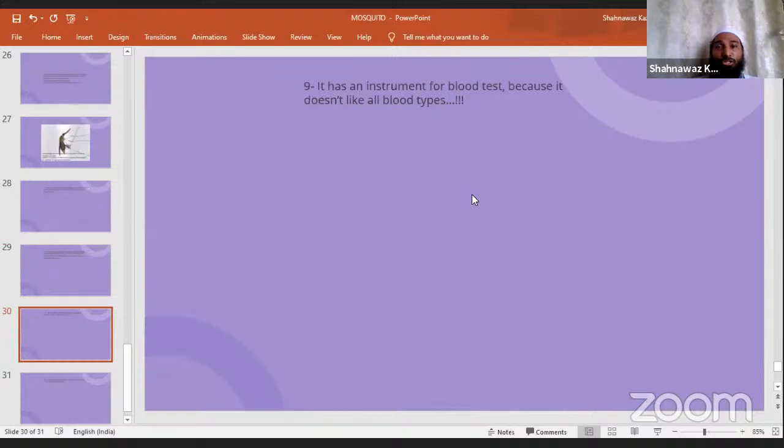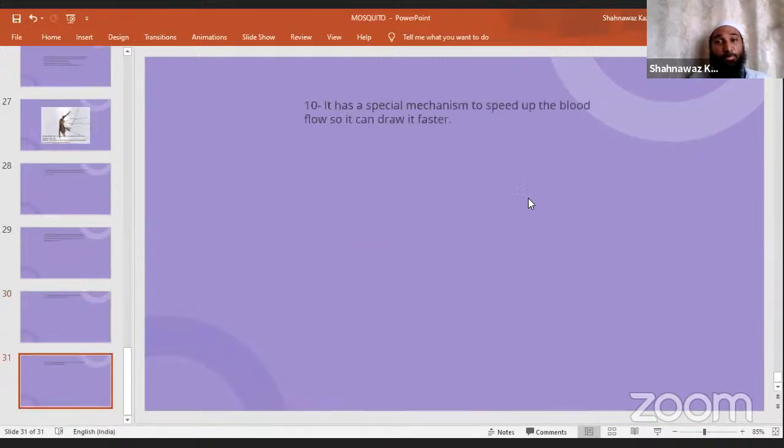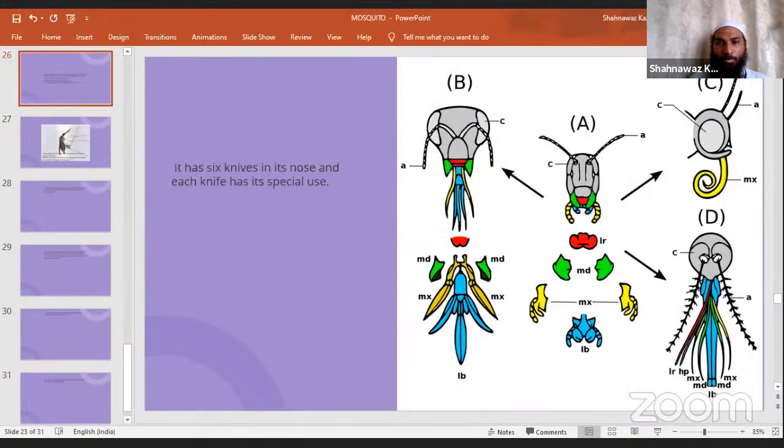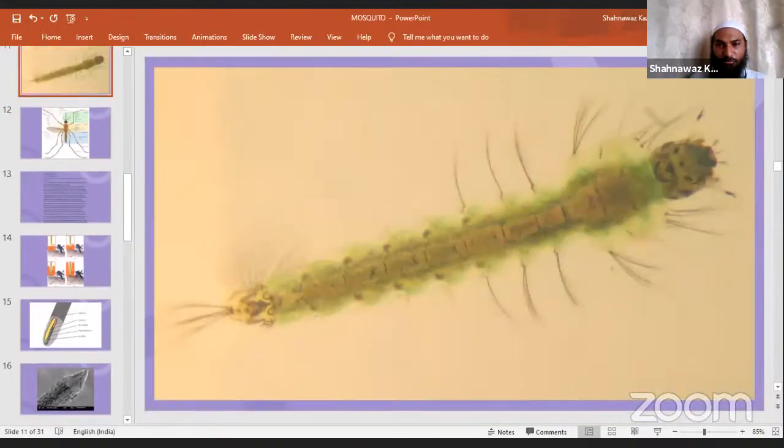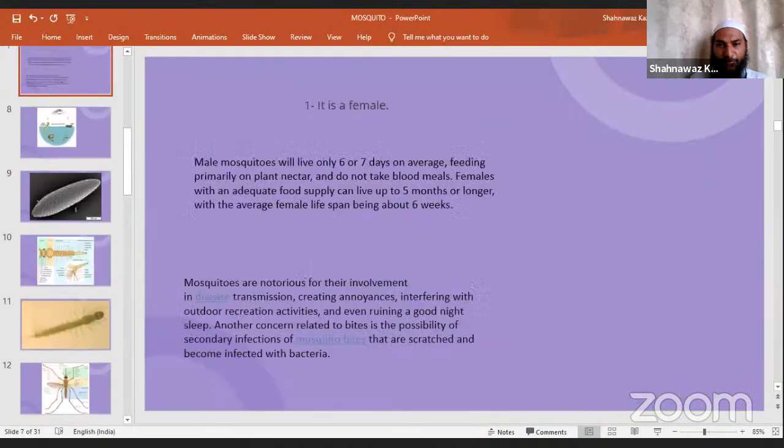Okay, so it has an instrument for the blood test, because as I told you, it doesn't like all bloods, so it will take only the blood that it likes, and then suck it. And it has a special mechanism to speed up the blood flow, right? So that was a little bit of description on the mosquito. And I have a few more images.